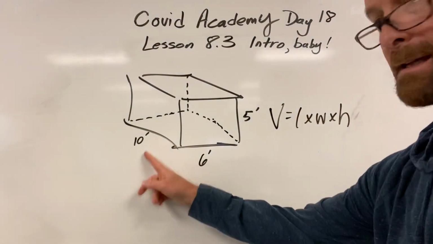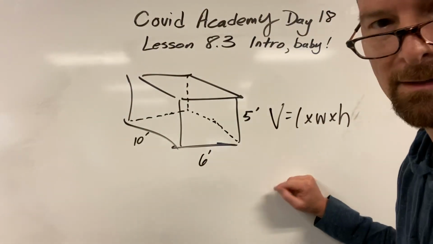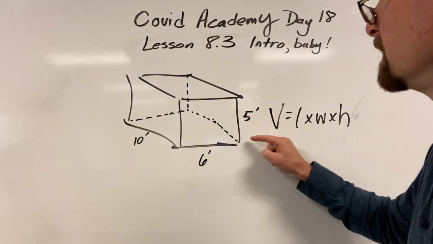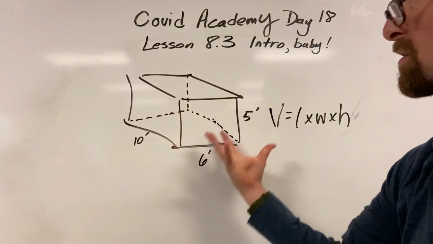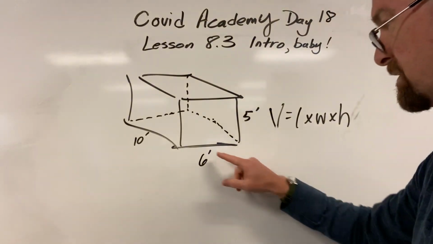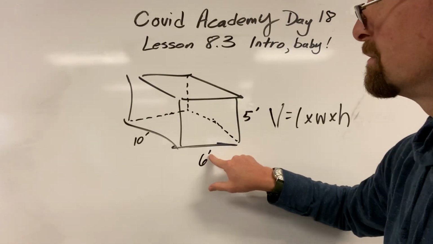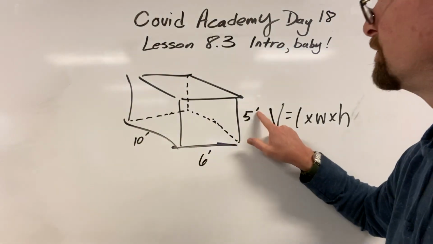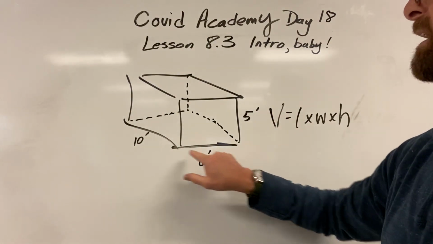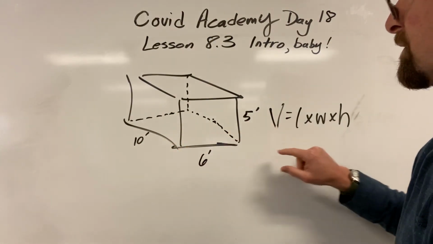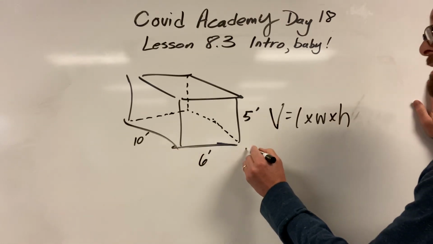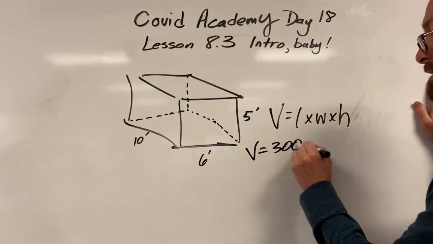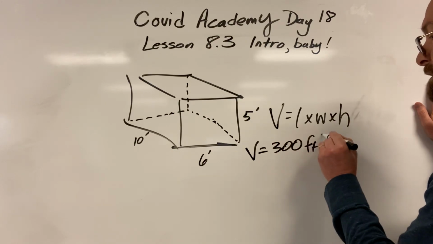You could call that the length, you could call that the length. It doesn't matter. Just one dimension times the other dimension times the third dimension, and you get how much total 3D space is in there. And if this is in, I think I said inches, but that's a foot mark, so this would be feet. So I would do 10 times 6, which is 60, times 5, which is 300. So my volume of this object is 300 cubic feet.